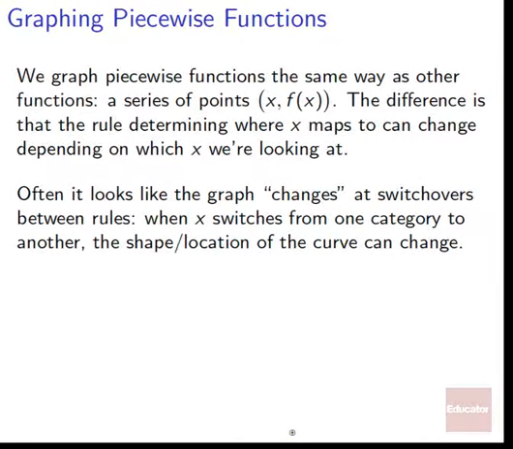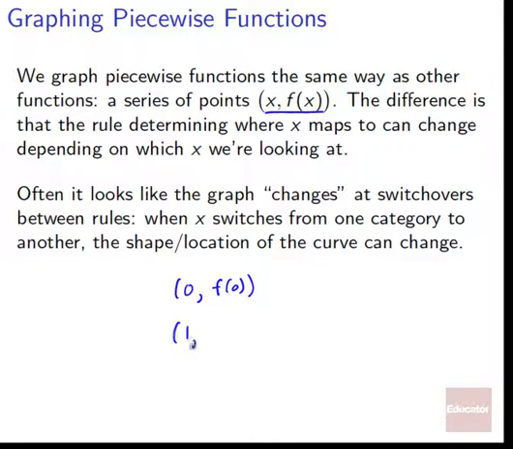Graphing piecewise functions. So how do we graph these things? It's actually really similar to graphing a normal function. A series of points x, comma, f of x, right? When we graph x squared, the reason why 0, 0 is a point is because if we plug in 0, we get 0, right? 0, comma, f of 0 for x squared would get us 0, 0.